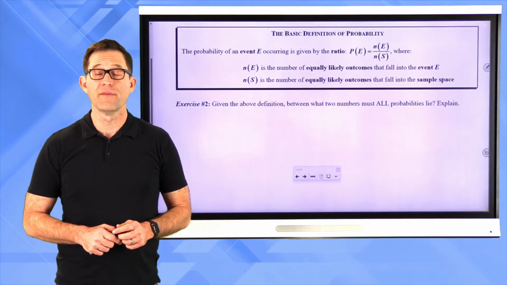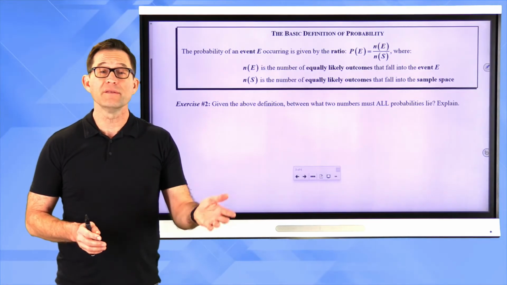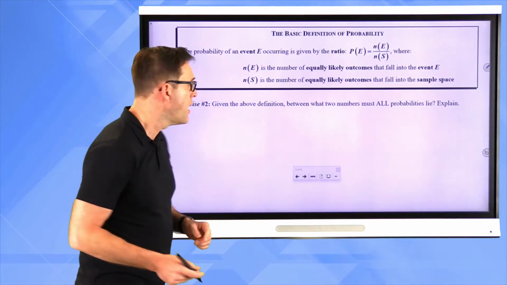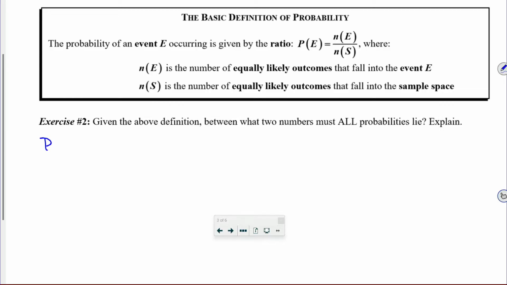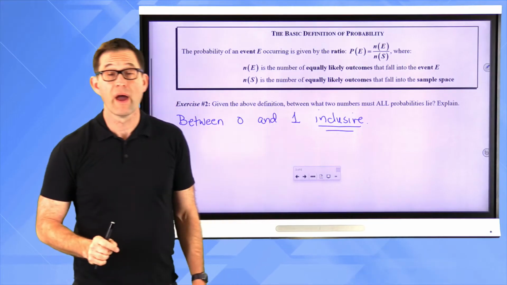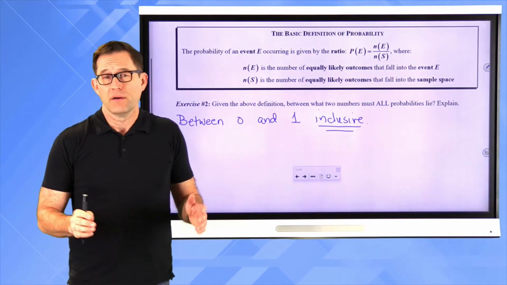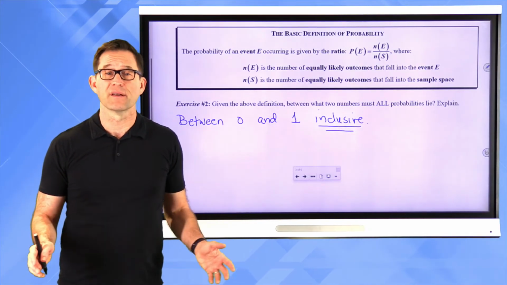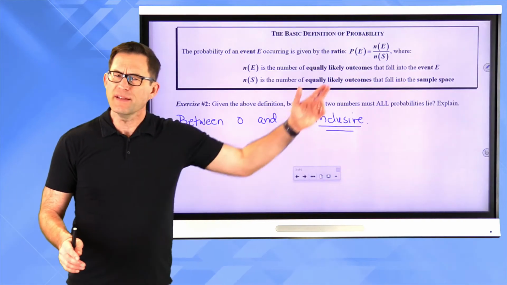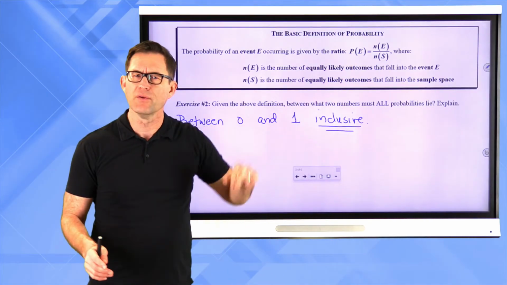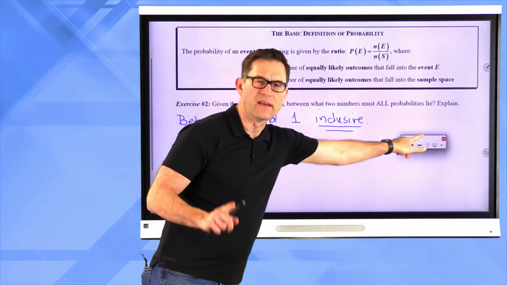Well, I'm hoping that you said that all probabilities lie between 0 and 1. All right, but I really want to justify this using some algebra. Between 0 and 1, what's called inclusive. And what is meant by inclusive is that it includes 0 and it includes 1. Now, you might realize that just because of past experience you've had with probability, but let's really explain it using that formula. And it's pretty easy, and here's why.